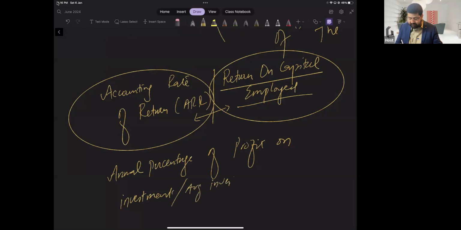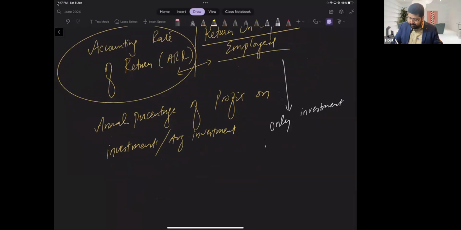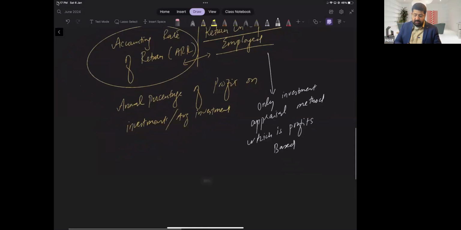Two approaches are there. It is the average return in the form of profit. Students, this is the only investment appraisal method which is profits based. What does it mean? It means profits are used for the calculation. Remember that.